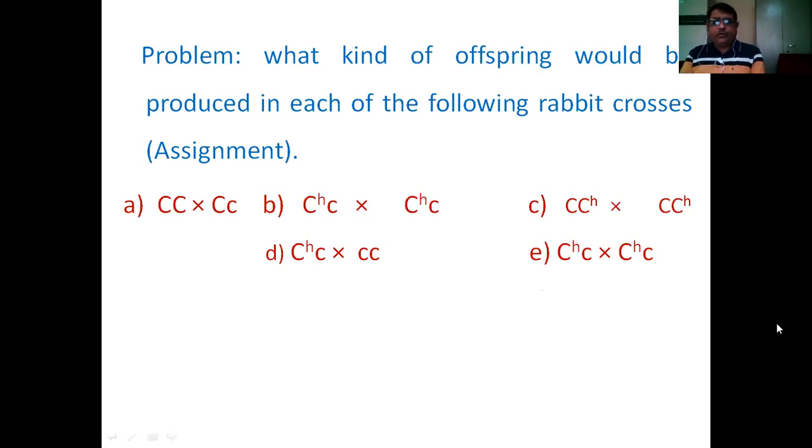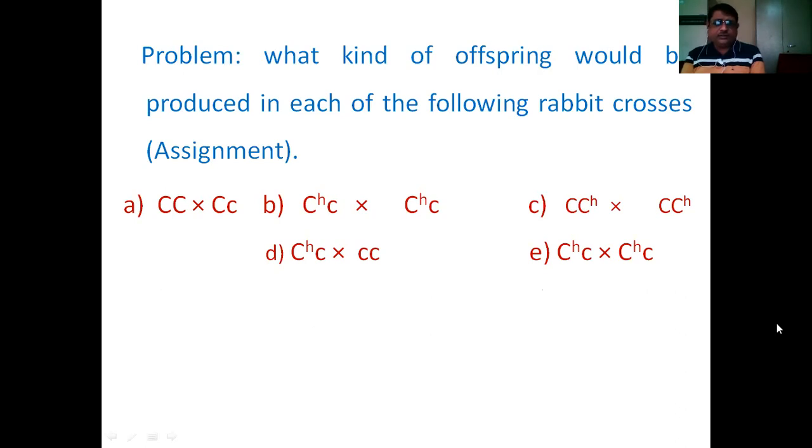The next problem is what kind of offspring would be produced in each of the following rabbit crosses. Now you just imagine, this is simply the process. Capital C crossed with capital C small c will give the same genotypes in F1 also, that is capital C capital C and capital C small c.